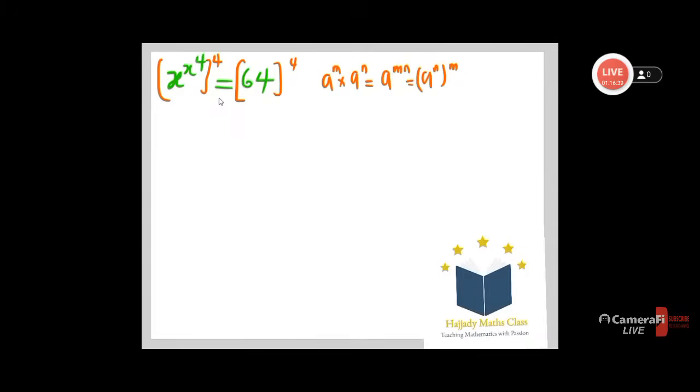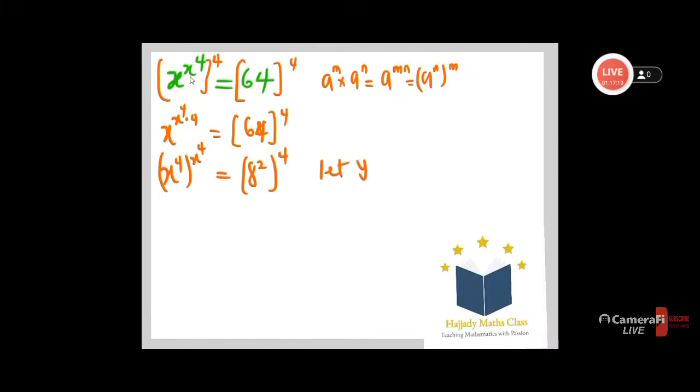So applying this to the left hand side, I'm going to have x raised to power 4 multiplied by 4, which is the same thing as 64 raised to power 4. So applying the rule of indices, this can be written as x raised to power 4 raised to power x raised to power 4, which is equal to 8 raised to power 2 or 4. So let y be equal to x raised to power 4.